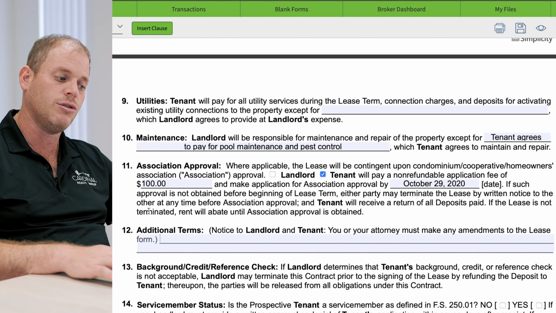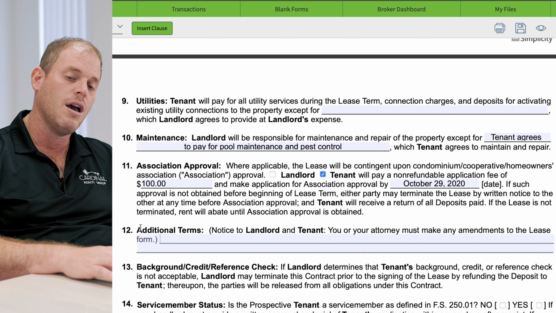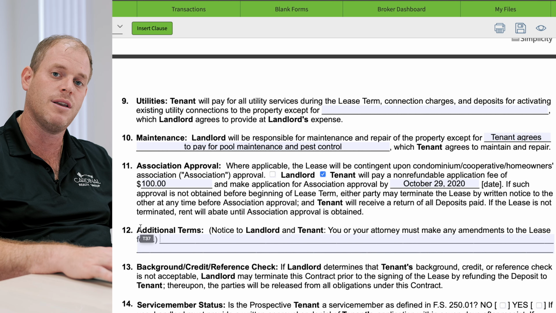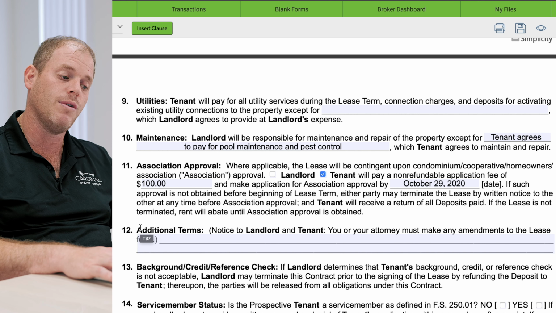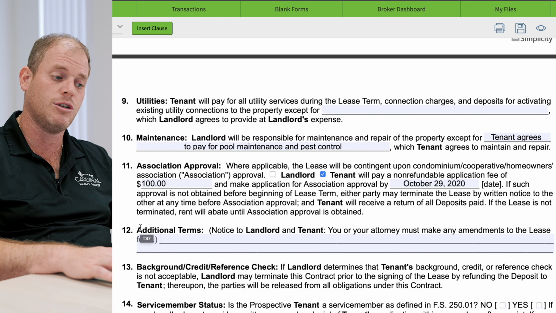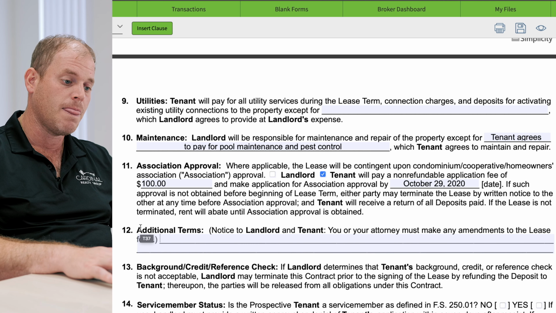Moving forward to section 12. Section 12 is additional terms, and that's actually a little touchy. For all my real estate agents out there, stay away from section 12. If anyone wants to put anything in section 12, that's going to have to be written in by your client or by their attorney. Okay, so stay away from section 12, guys, please.